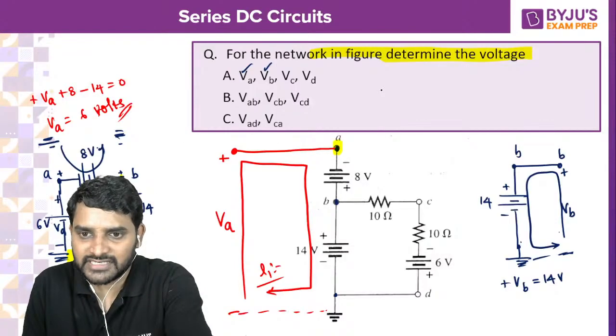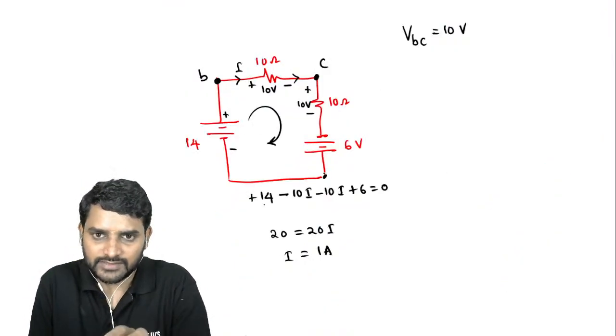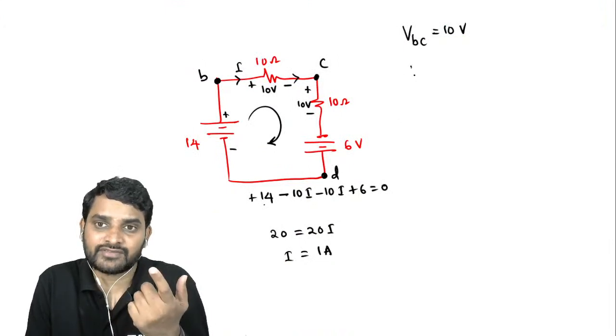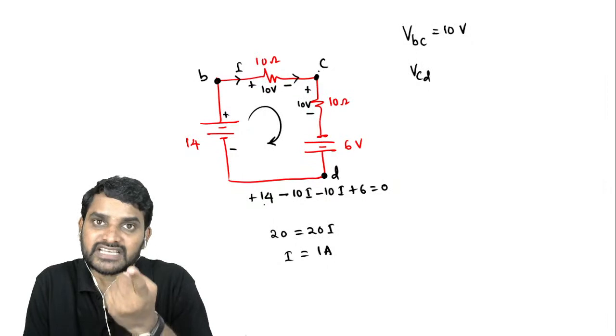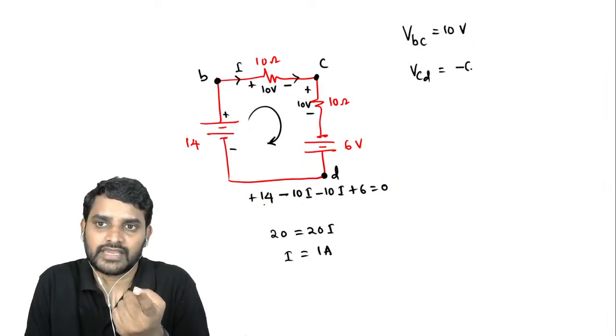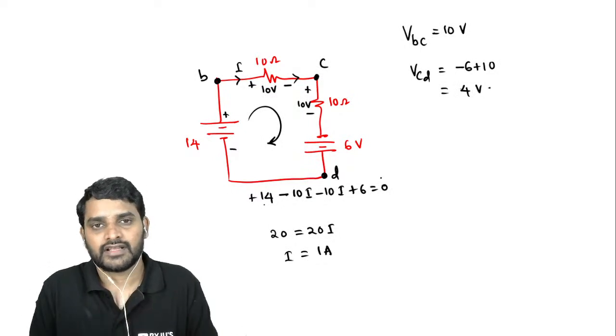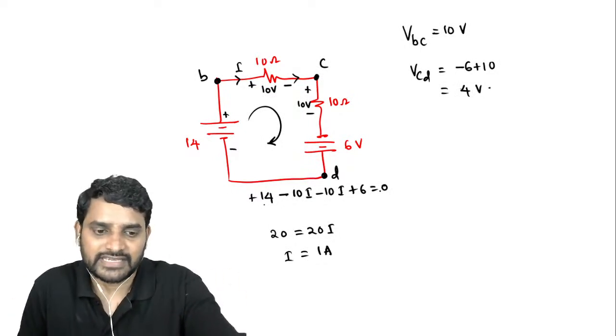Now what is the other parameter it is asking with respect to D. So with respect to D, what is VCD? Can you tell me what is VCD? VCD is minus 6 plus 10. Minus 6 plus 10. So you are going to get it as plus 4 volts. Alright, so this is how you can simply calculate.